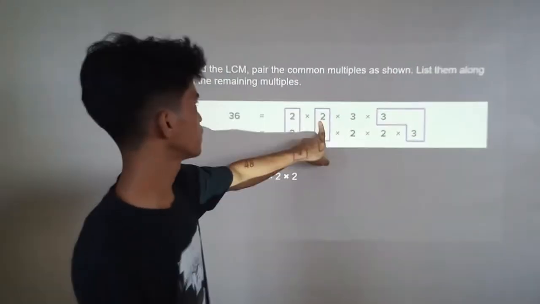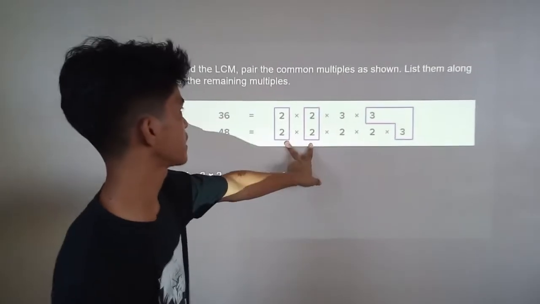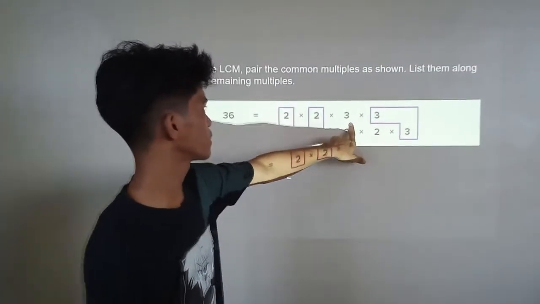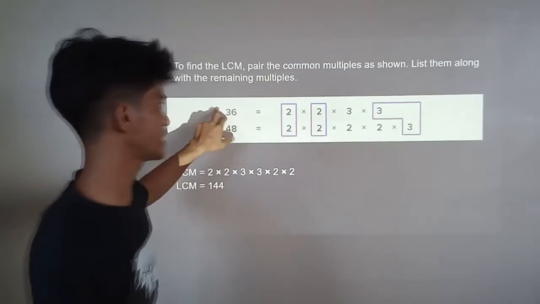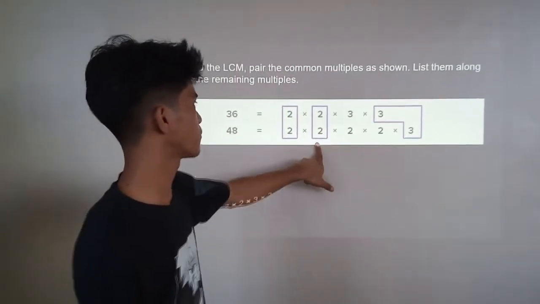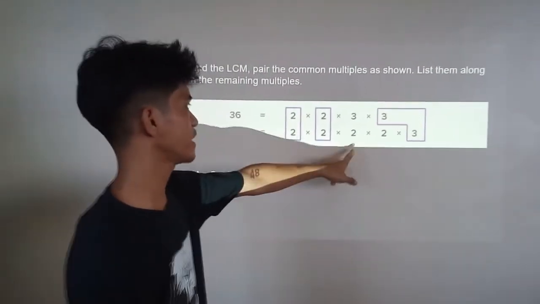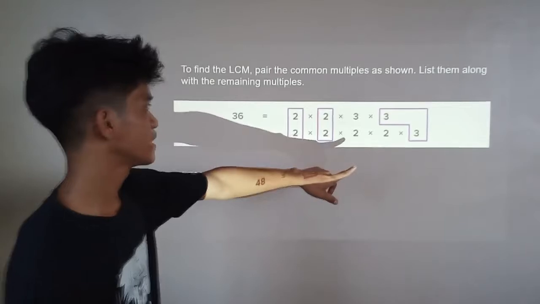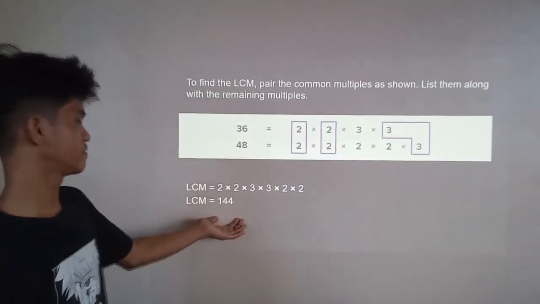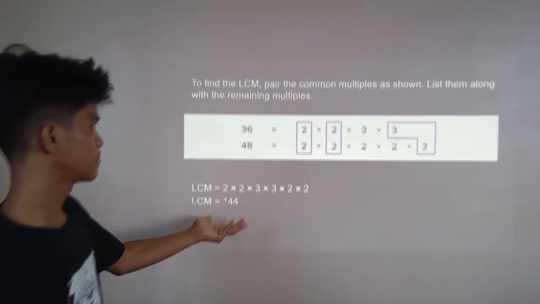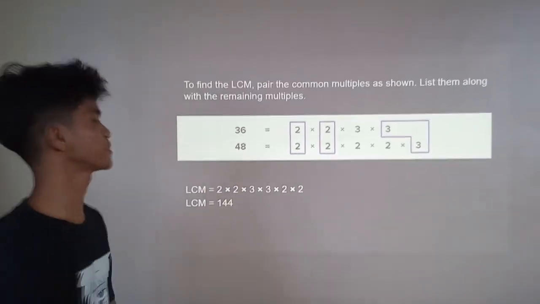2 times 2 is equal to 4, which is the same as here, times 3 is equal to 12, times 3 is equal to 36. So 2 times 2 is 4, times 2 is equal to 8, times 2 is equal to 16, times 3 is equal to 48. So this is the product of the two multiples.